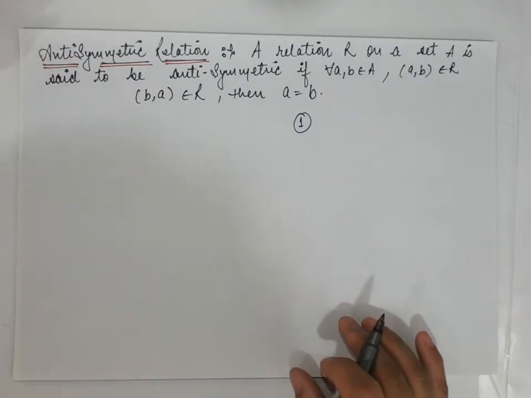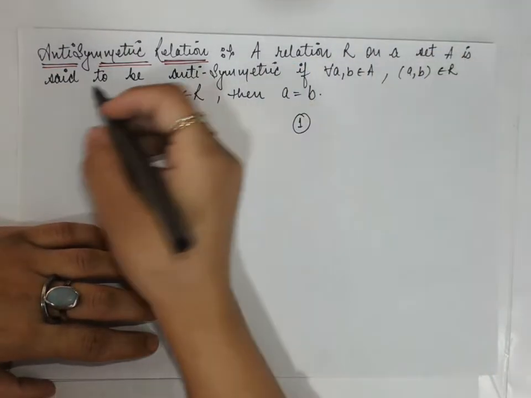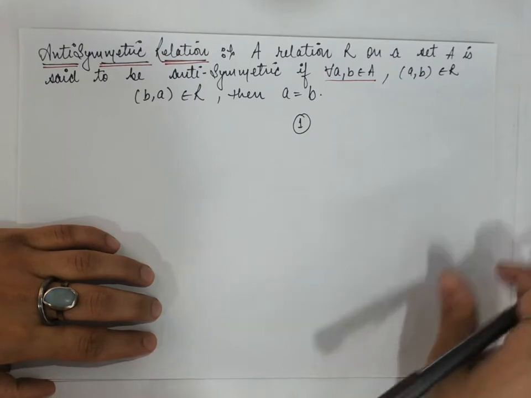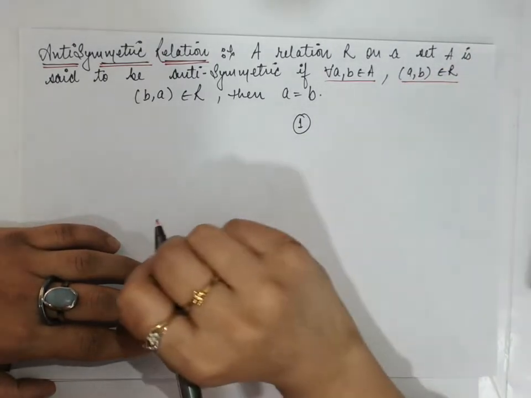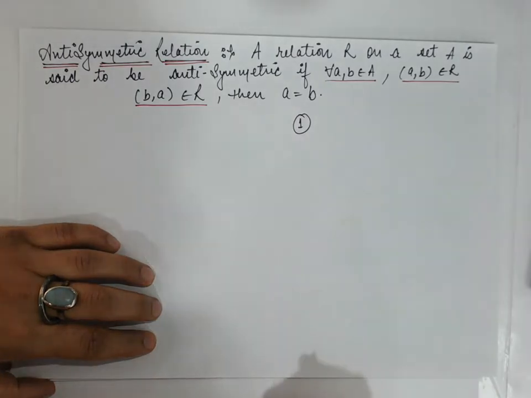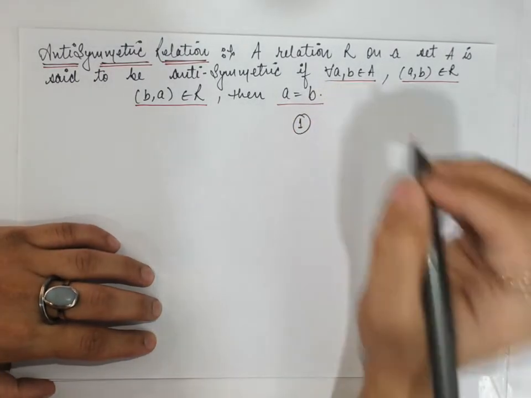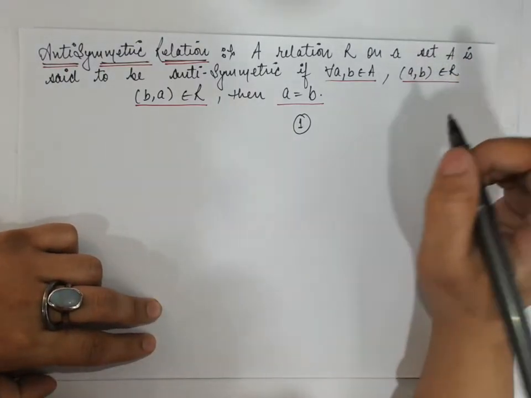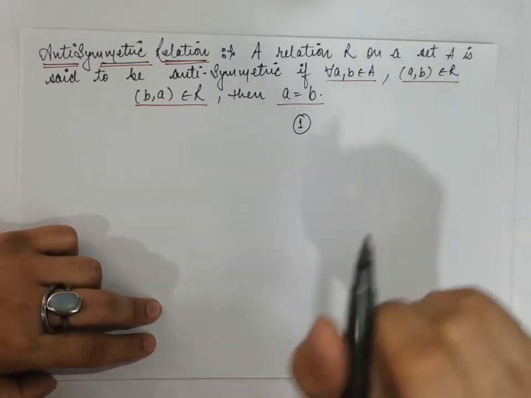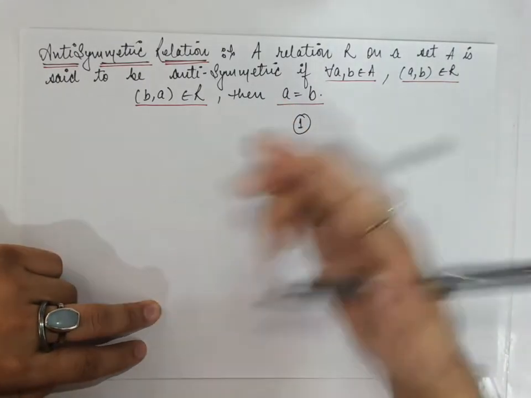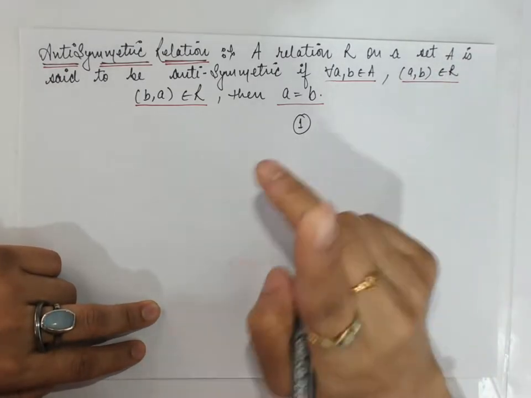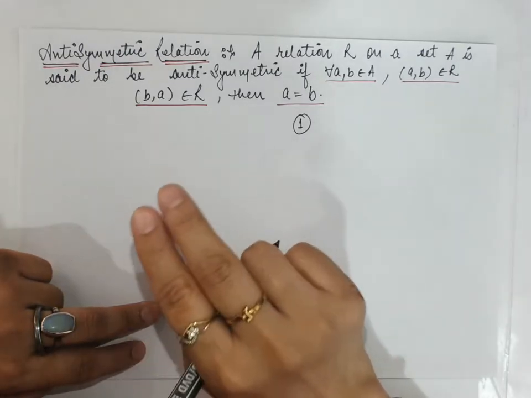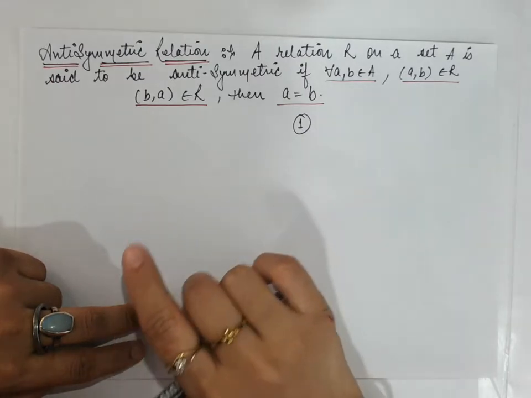Antisymmetric relation: a relation R on a set A is said to be antisymmetric if for all a, b belonging to A, if (a, b) belongs to the given relation and (b, a) is also present in the relation, then in that case a is equal to b. Means antisymmetric does not allow the opposite part of a pair. If (a, b) is present, then (b, a) is not present in a given relation. What this means is diagonal pairs are allowed in a given relation.